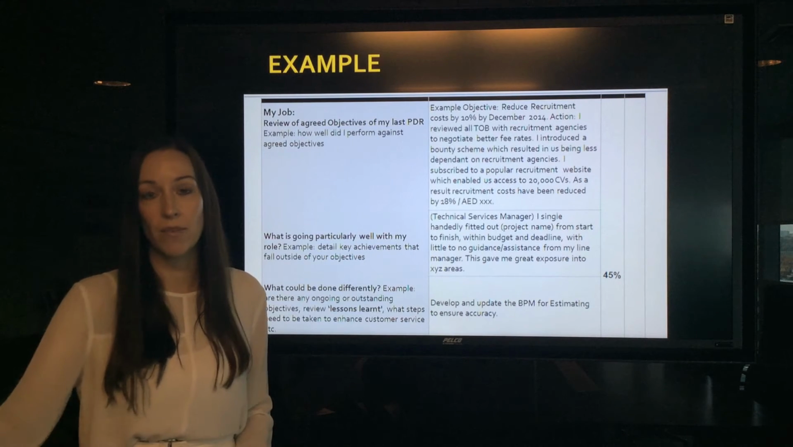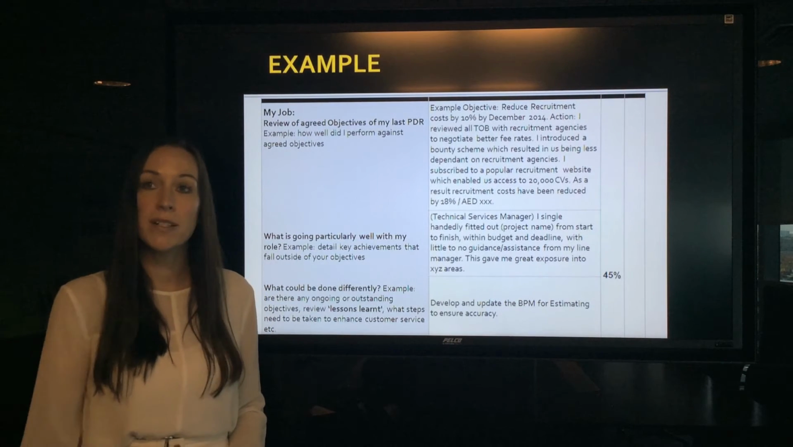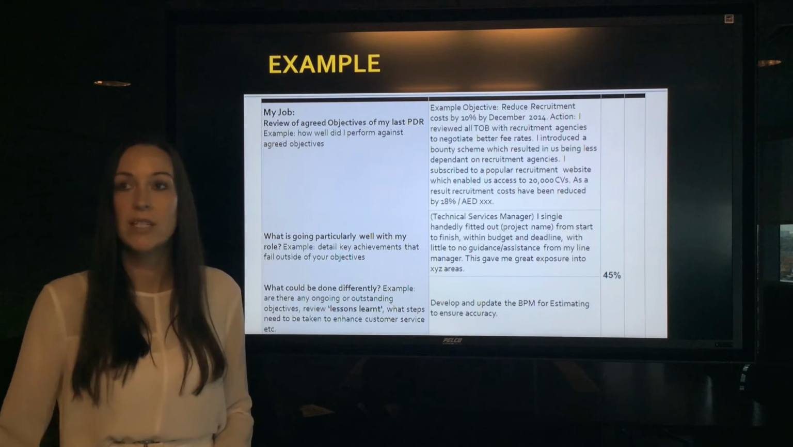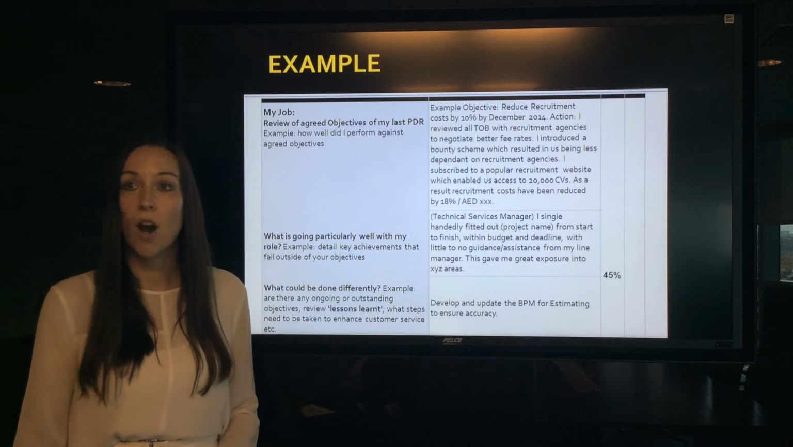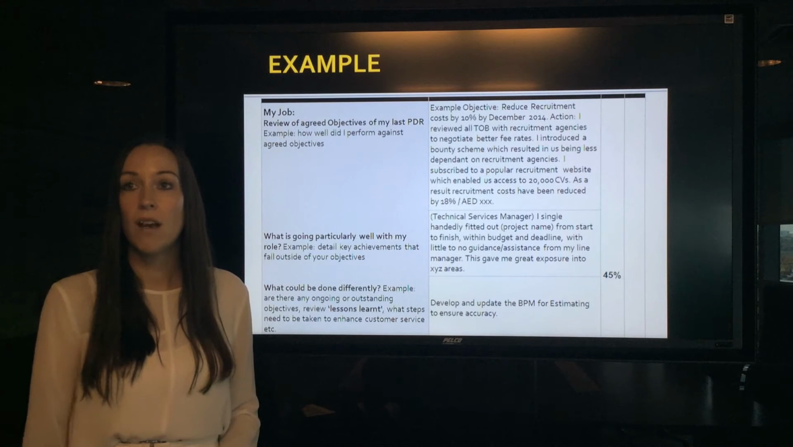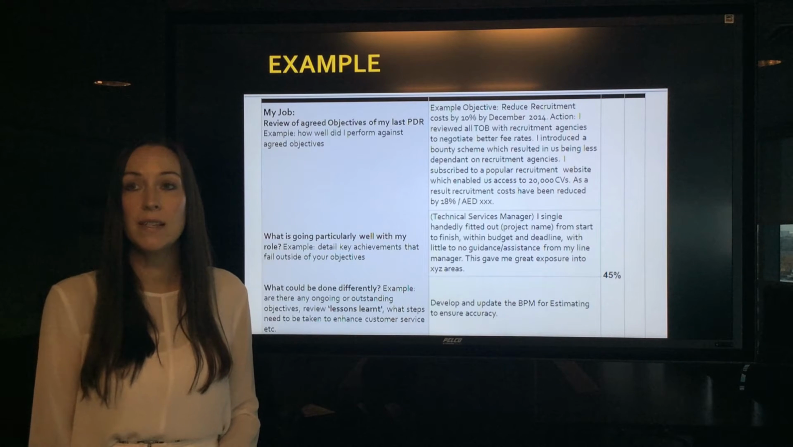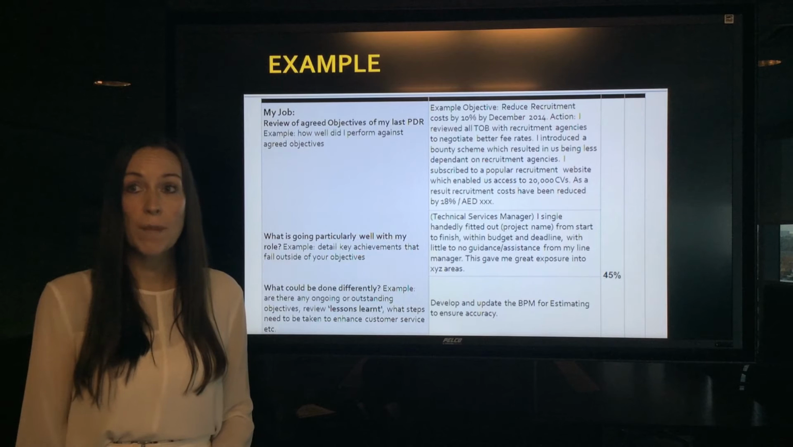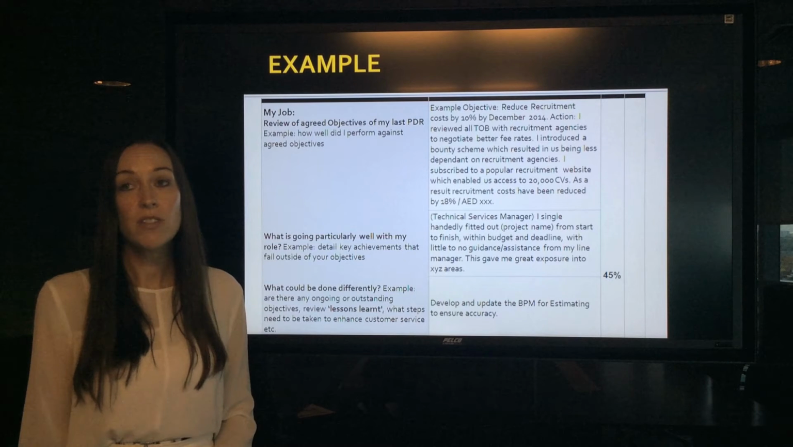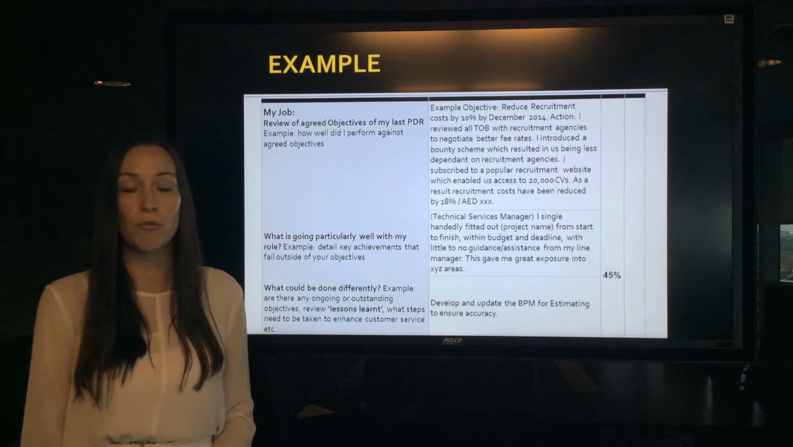show to what extent have they achieved that objective. Have they met, have they exceeded, have they fully exceeded? So an example would be to reduce recruitment costs by 10% by December 2014. So the action would be that I reviewed the terms of business with recruitment agencies and I negotiated better fee rates. I introduced a bounty scheme which resulted in us being less dependent on recruitment agencies. I subscribed to a popular recruitment website which enabled us to have access to 20,000 CVs, and as a result the recruitment costs have been reduced by 18% or X number of thousand dirhams.